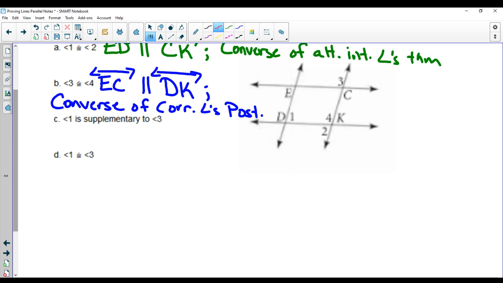All right, let's look at letter C. Angle 1 is supplementary to angle 3. So let's look. So first thing we need to do is we need to pick a transversal. If these things are parallel, there should be one single line that both those angles are on. And so we sit and stare for a little bit. And you're probably thinking, Mr. T, I can't find one line they're both on. Well, I can't either. Angle 1 is down here, and angle 3 is up here. There's not one line that's on both of them.